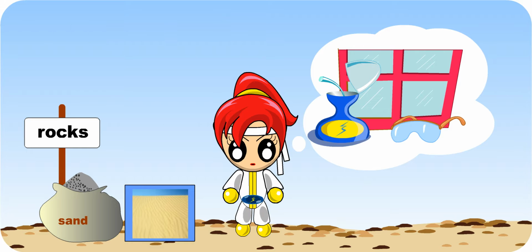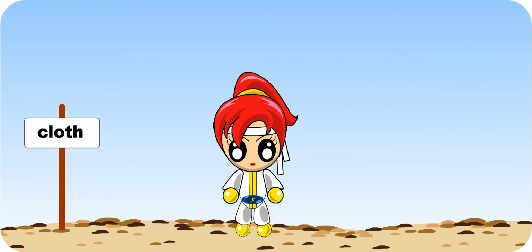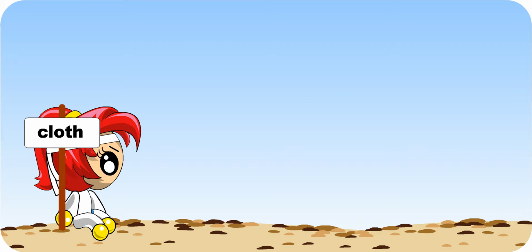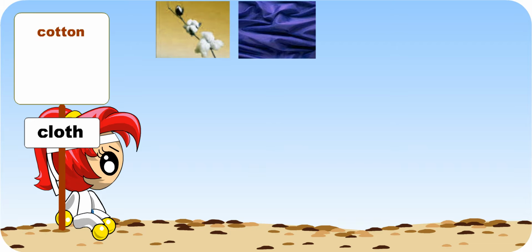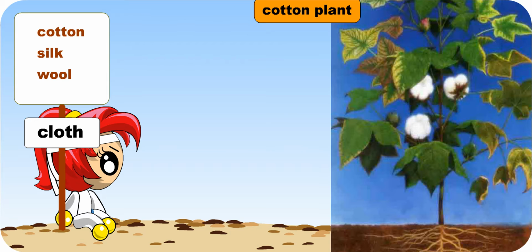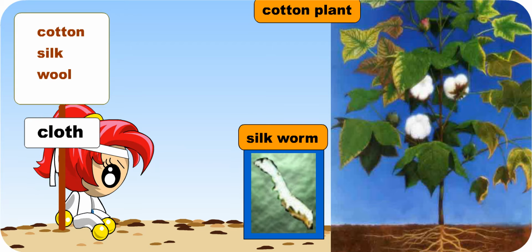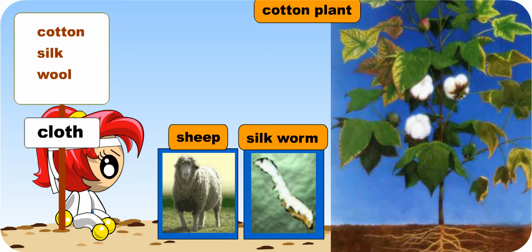Do you also know that there are many types of cloth? I'm not sure. Please tell me more. Cloth from natural sources include cotton, silk, and wool. Cotton comes from the cotton plant. Silk is produced by silkworms, and wool comes from sheep.